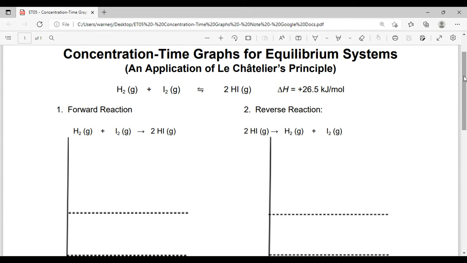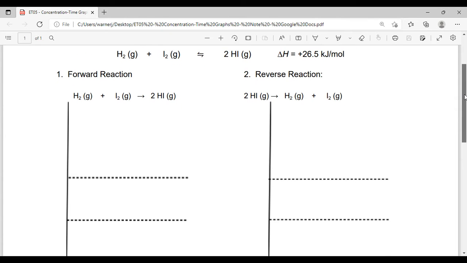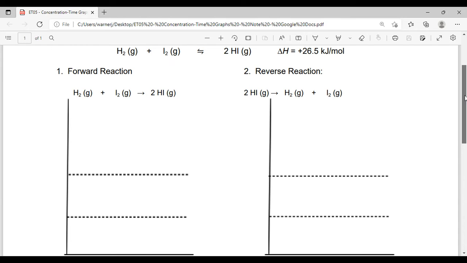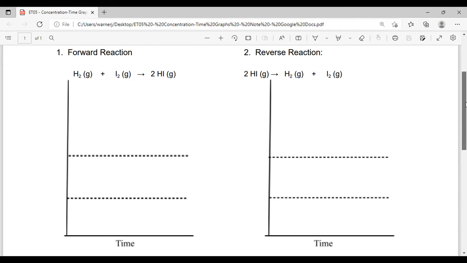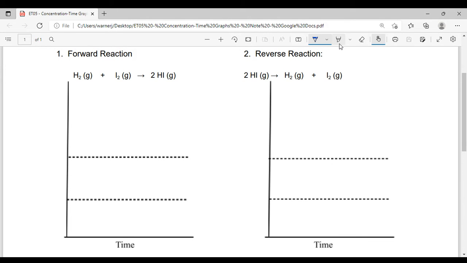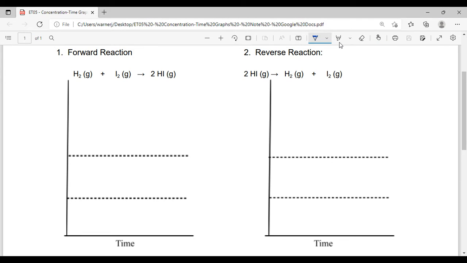So we're going to be working with this reaction: H2 gas plus I2 gas is in equilibrium with 2HI, with a delta H value of positive 26.5 kilojoules per mole. And I just want to illustrate first how this reaction can be shown reaching the same sort of position on our concentration-time graph, no matter whether we start with our reactants or products. So I'm just going to bust out the pen here, and we'll start with the forward reaction.